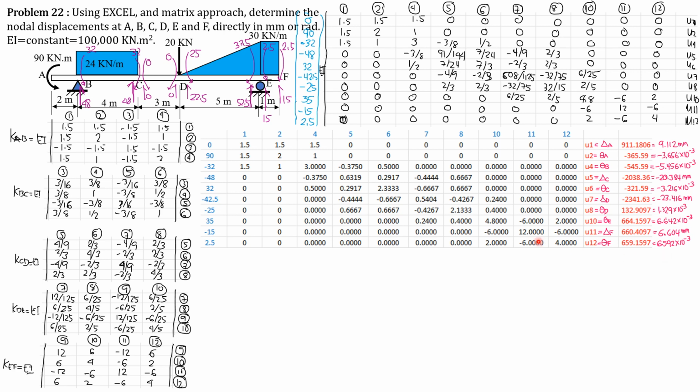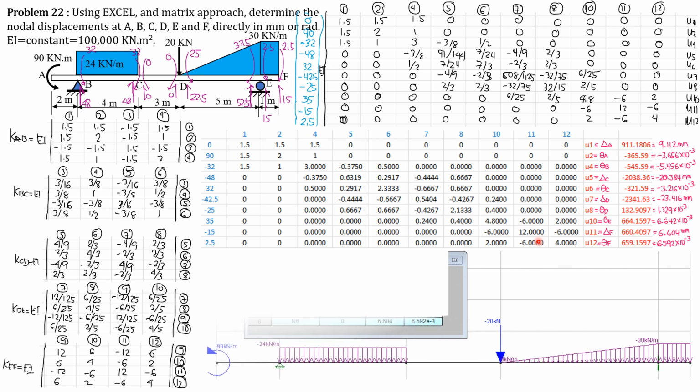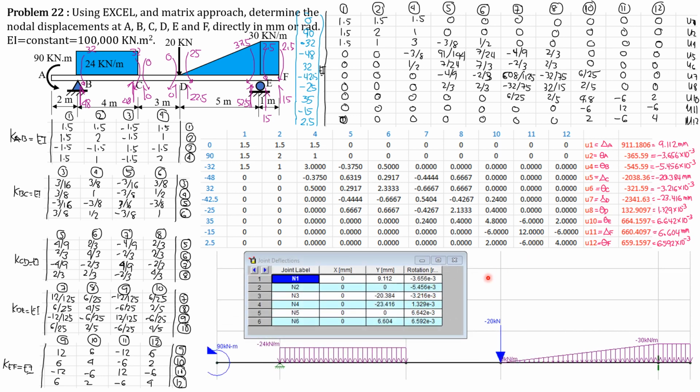Then from the software RISA to check, we have at node 1, which is at A, there's no horizontal displacement U, but we have vertical displacement of 9.112 mm, which checks. Then the rotation negative 3.656 times 10 to the negative 3, which checks. At node 6, which is F, delta Y or U11 is 6.604 mm, which checks. And theta F is 6.592 times 10 to the negative 3, which also checks.